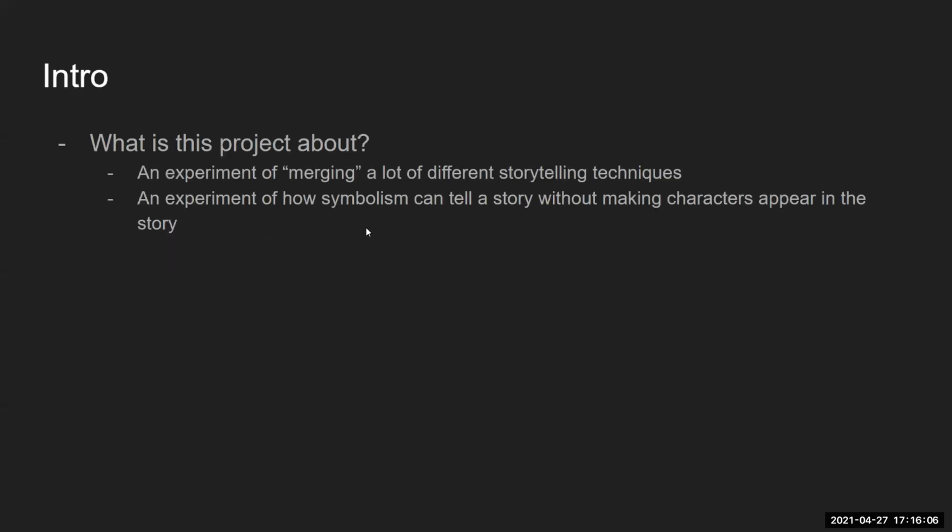So overall, it is really hard to find a definition of this project, because it is not like I want to study a specific field, or I want to do some programming things like the previous presentation. It is really difficult, but what I want to do in this project is merge a lot of storytelling techniques together.